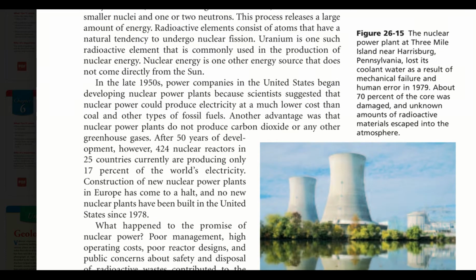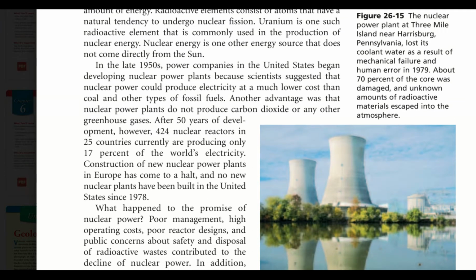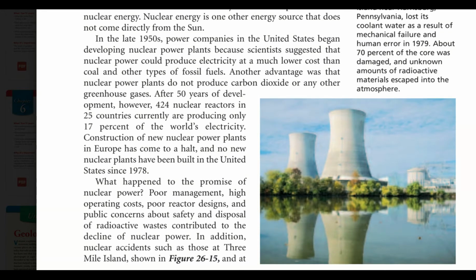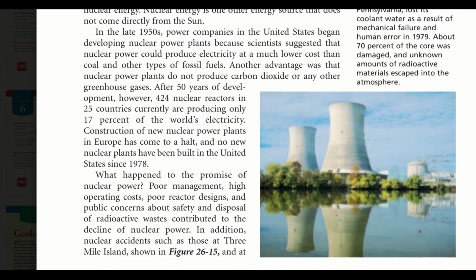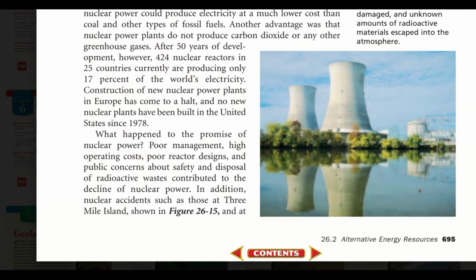Radioactive elements consist of atoms that have a natural tendency to undergo nuclear fission. Uranium is one such radioactive element that is commonly used in the production of nuclear energy. Nuclear energy is one other energy source that does not come directly from the sun. In the late 1950s, power companies in the United States began developing nuclear power plants because scientists suggested that nuclear power could produce electricity at a much lower cost than coal and other types of fossil fuels. Another advantage was that nuclear power plants did not produce carbon dioxide or any other greenhouse gases.